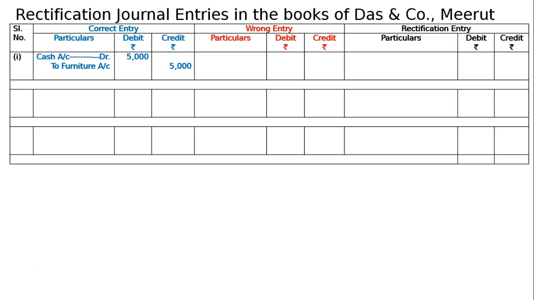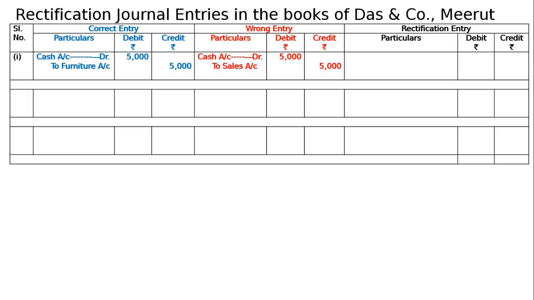By mistake, the accountant credited sales account. He treated this furniture sale as a normal sale. Hence, cash account debited to sales account, 5000. The asset sale was treated as sale of ordinary goods. In the credit, it was wrongly written as to sales account.